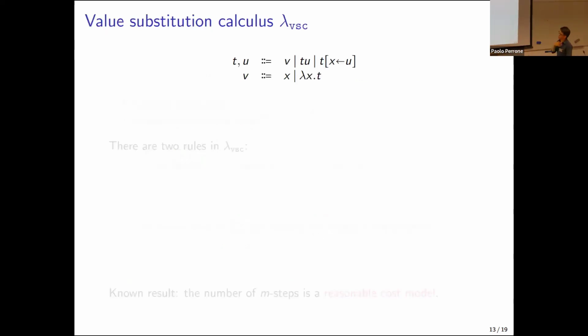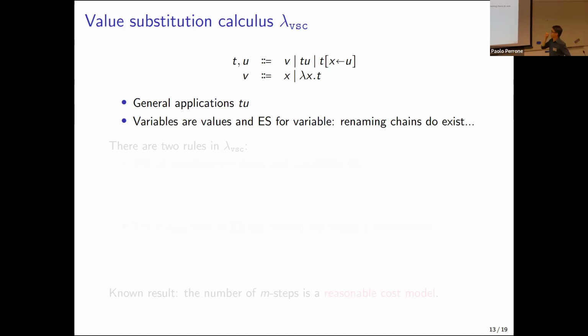And then the calculus that we actually try to consider. So we also consider another calculus that was already used in the literature to talk about different aspects of call by value. So here you can see you have general application. So this syntax here is simply lambda calculus with let expressions. So they have a very general syntax. And variables are values in this system. So you have explicit substitution for variables. So the problem of renaming does exist.